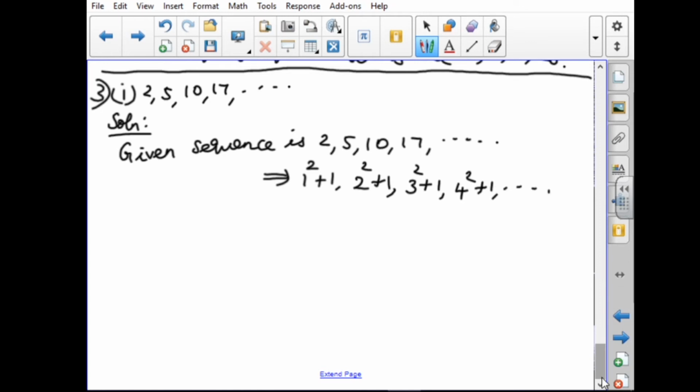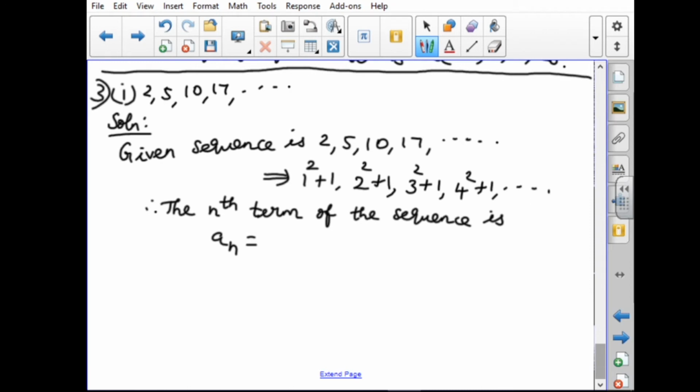1 square is 1. 1 plus 1 is 2. 2 square is 4. 4 plus 1 is 5. 3 square is 9. 9 plus 1 is 10. 4 square is 16. 16 plus 1 is 17. So, the given sequence we have to split like that. Therefore, we can also find the nth term. Therefore, the nth term of the sequence, nth term means we have to write an.